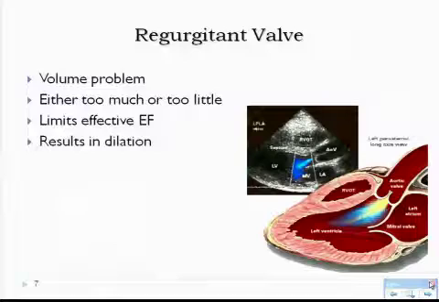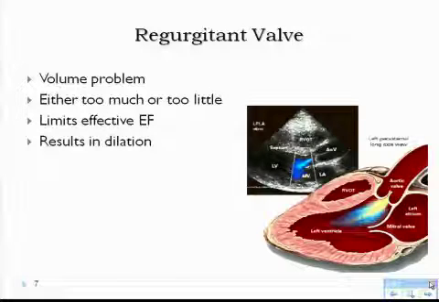Yeah, and the regurgitant valve, on the other hand, like aortic insufficiency and mitral regurg, it's a volume problem. And it's either too much or too little, depending on which chamber you're talking about. Ultimately, the most important thing is to have adequate preload inside the left ventricle, because that's what determines systemic circulation. So if you don't have enough, you're going to have limited effective ejection fraction. And we're going to talk about effective EF here in a minute to make sure that you understand the difference between effective and actual true stroke volume. People with aortic insufficiency appear to have a very large stroke volume, but actually it's very limited in their effective stroke volume, which is what's important.